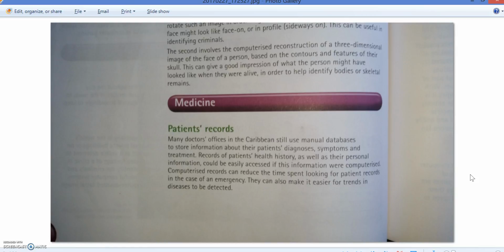So for instance, if a patient comes in, there'll be reduced time spent looking for the record in the case of an emergency. It makes it easier for trends in diseases to be detected because, again, the computer can analyze all of the information that is available. Additionally, if a patient had to be transferred to a different facility, then all of their medical history can be accessed very easily when they get to the other facility.